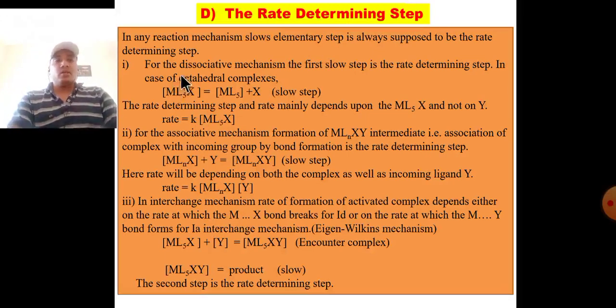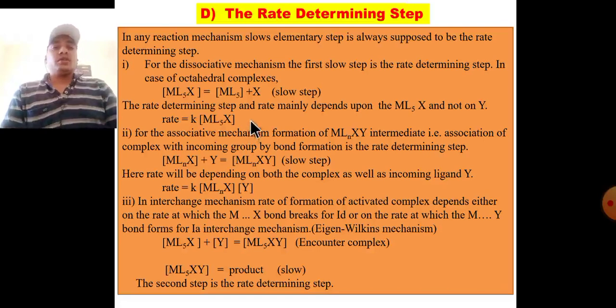First, for the dissociative mechanism, the first slow step is the rate determining step in the case of octahedral complexes. That is, the first step in the dissociative mechanism, ML5X is converted into ML5 plus X, that is the slow step. The rate is equal to k into ML5X. Only one reactant is involved in the rate of reaction, so it is a first order reaction and does not depend on Y.